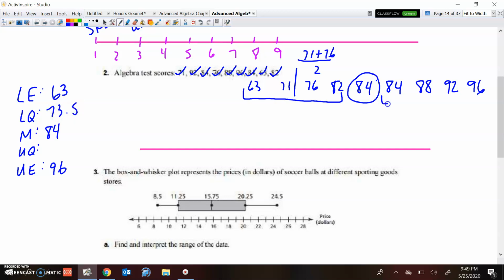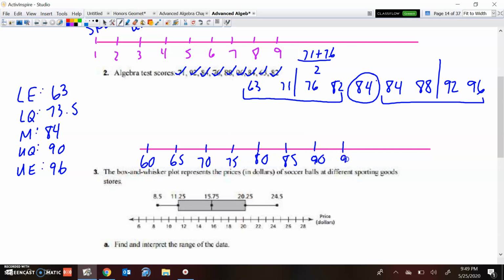And then same deal here. We find the middle of this, and that one's a little bit more obvious, but if you did 88 plus 92 and divided it by 2, you're going to get 90. Okay, so I'm going to break these into, let's count by 5s maybe. How about 60, 65, 70, 75, 80, 85, 90, 95, 100. Okay? All right, plot in our numbers.